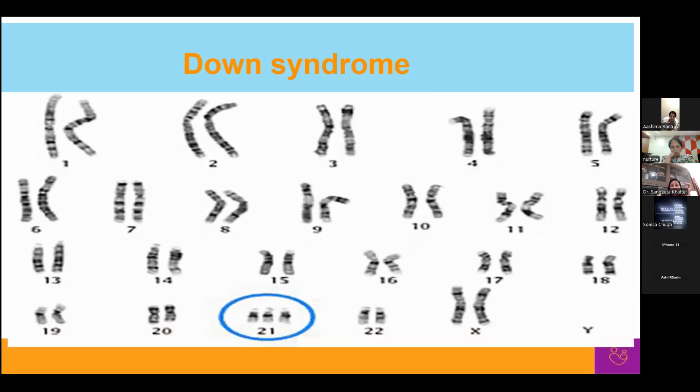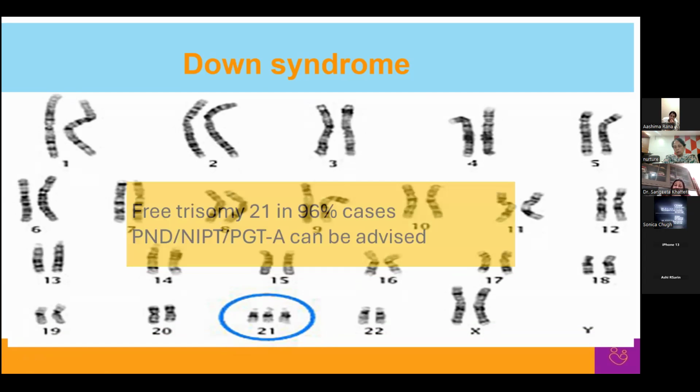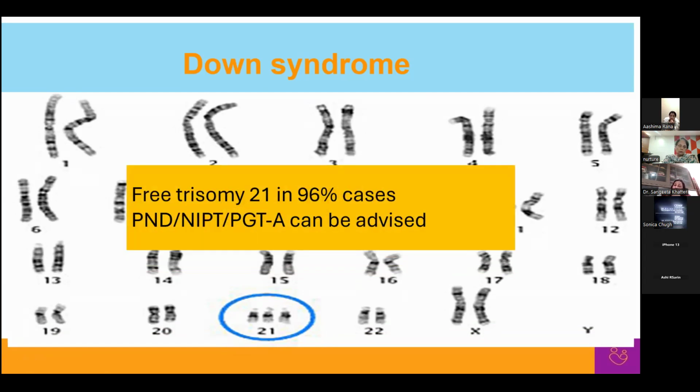So if the karyotype of the child is this kind, like you can see 47 chromosomes, that is called free trisomy, which is seen in 96% of the cases, then we can go away with PGT-A if indications are not there, and do NIPT or prenatal diagnosis in the next pregnancy. So there is a recurrence risk of 1% plus maternal age. That is the only recurrence risk.